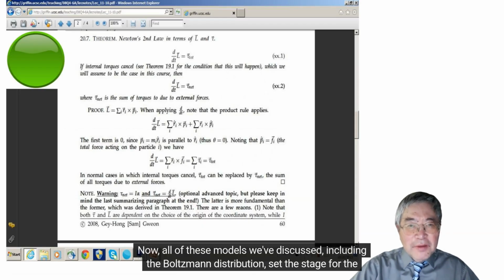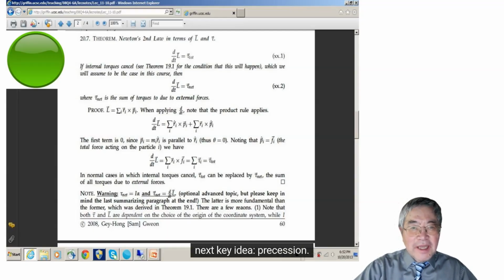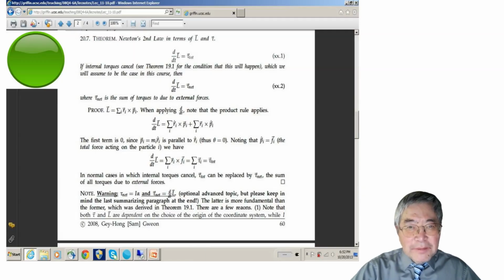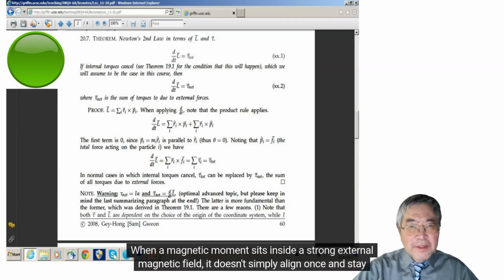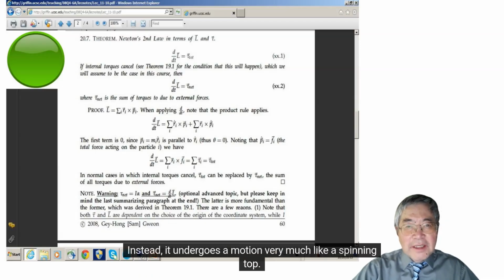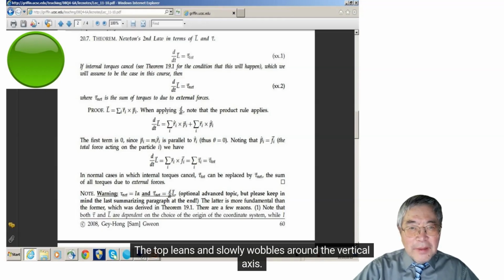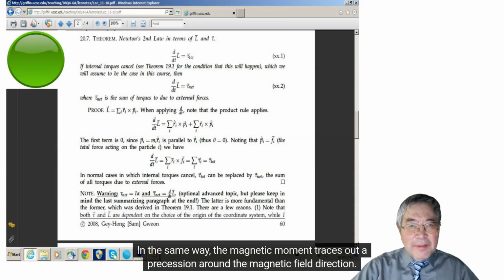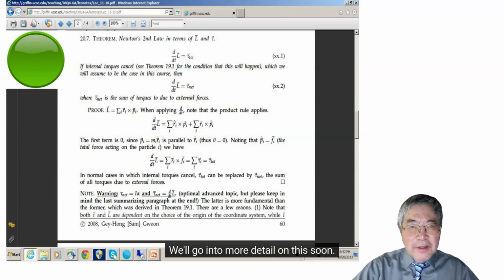Now all of these models we've discussed, including the Boltzmann distribution, set the stage for the next key idea, precession. When a magnetic moment sits inside a strong external magnetic field, it doesn't simply align once and stay fixed. Instead, it undergoes a motion very much like a spinning top. The top leans and slowly wobbles around the vertical axis. In the same way, the magnetic moment traces out a precession around the magnetic field direction. We'll go into more detail on this soon.